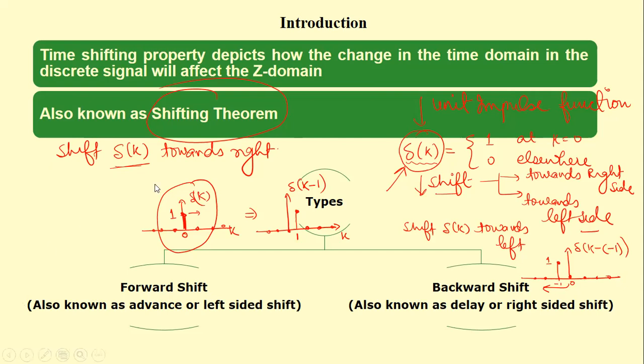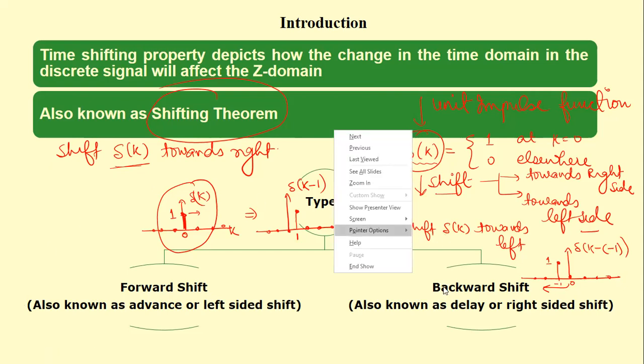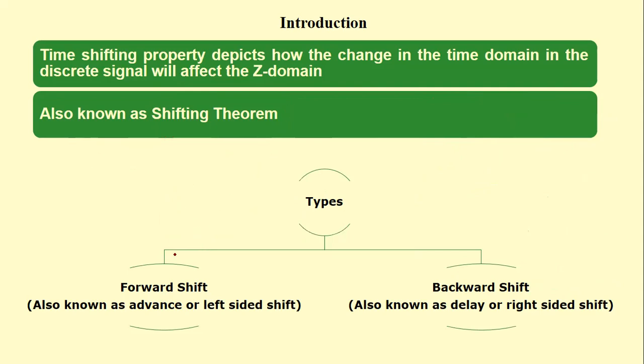There are two types of shifting studied in Z transform. One is the forward shift, which is also known as advance shift or left-sided shift. That means we shift the sequence towards the left side, that is this one, so we consider the negative samples. The second type is the backward shift, which is also known as delay or right-sided shift. That means it is shifted towards this side.